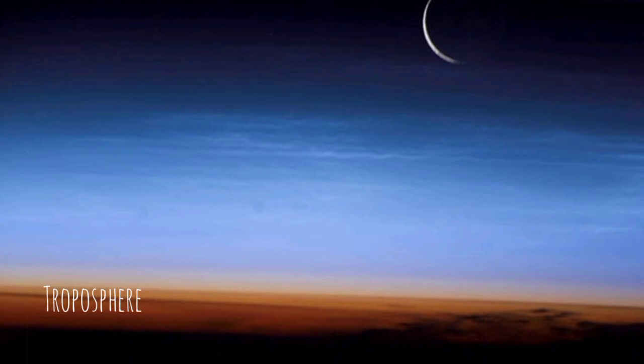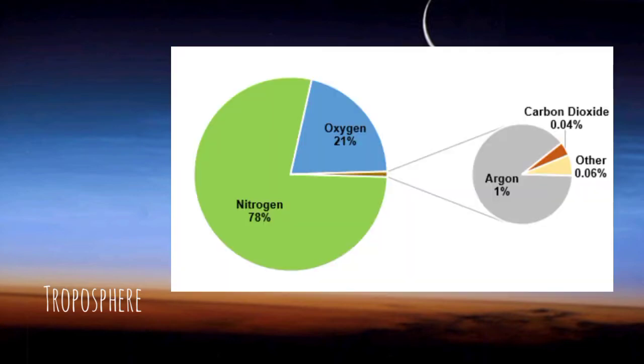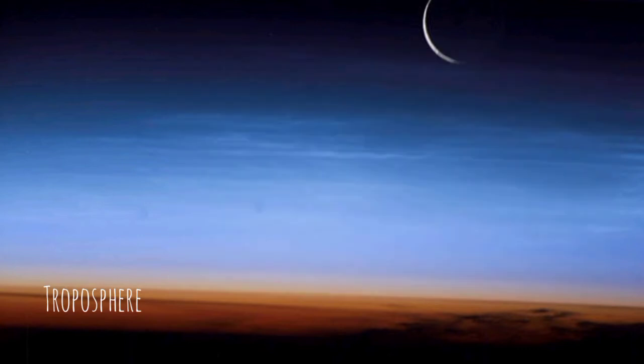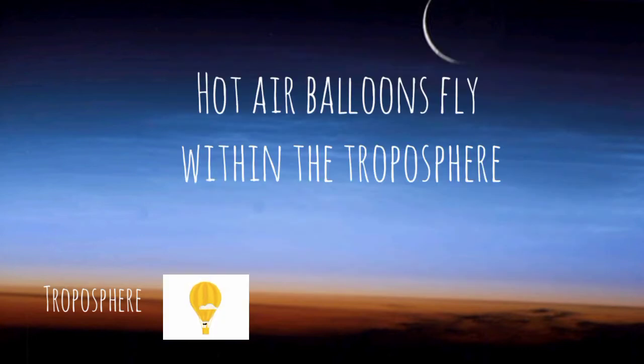The troposphere is composed of 78% nitrogen, 21% oxygen, and 1% of other gases. Hot air balloons fly within the troposphere.